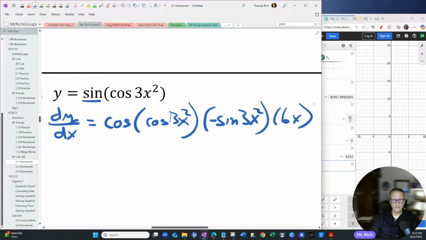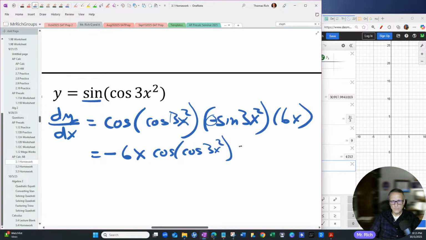So that now becomes the final answer. I'll clean it up just a bit by bringing the 6x to the front, a negative 6x, because we do have a minus right here. So we'll call that minus 6x. And that's multiplied by cosine of cosine 3x squared.